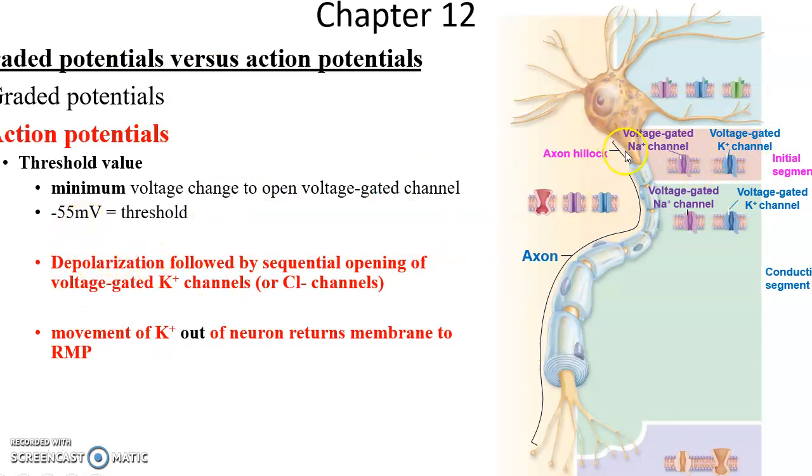Depolarization is followed by repolarization and even hyperpolarization when voltage-gated potassium ion channels open. So first we have the voltage-gated sodium ion channels open, sodium ions flood in, we get depolarization. Then, after a brief pause, the voltage-gated potassium ion channels open. Potassium ions leave the neuron, and this causes repolarization and even hyperpolarization to eventually get back to resting membrane potential.